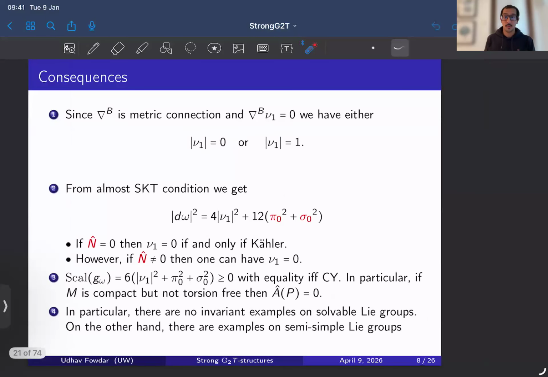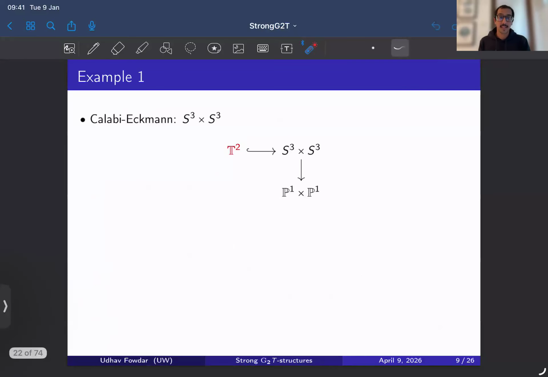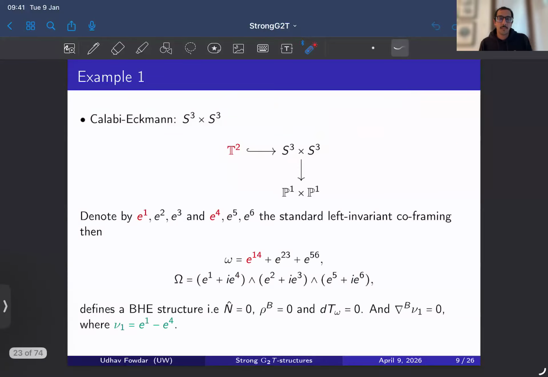Okay, so let me give you one example now. The basic example is that of the Calabi-Eckmann manifold. You take S3 cross S3, and you can think of each S3, by the Hopf fibration, as an S1 bundle over CP1. So you can take two copies of S3 and mix them to get a complex structure on the space. Then you can define an SU(3) structure on S3 cross S3 as follows.